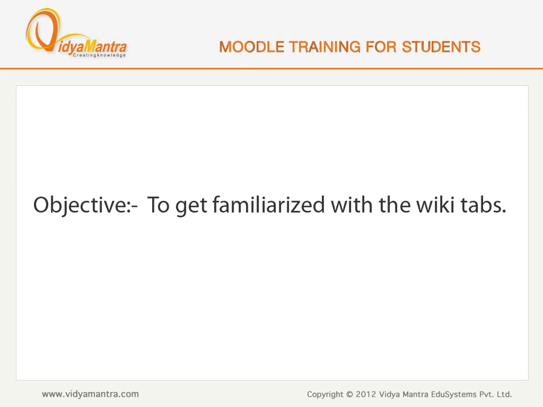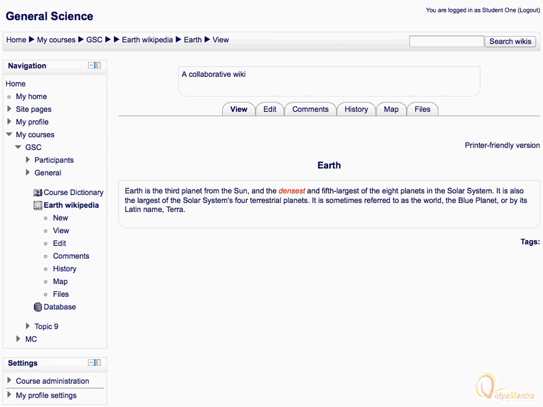In this lesson, we will get familiarized with the wiki tabs. In the last lesson, we have learned to collaborate in the wiki activity. In this lesson, we will get familiarized with the tabs on the wiki page.